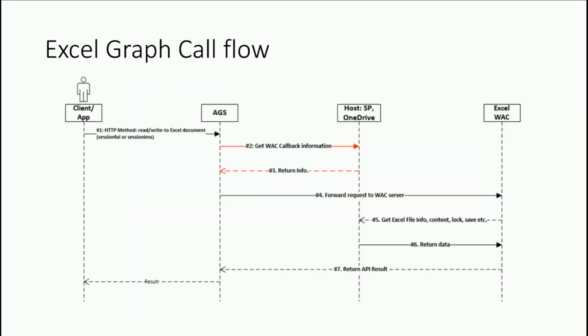This is an end-to-end call flow for the Excel Graph. The AGS stands for the Microsoft Graph Services. Our service is built on top of the Excel WAC or Excel Online services. So here the request goes to the AGS, and then we need to get the WAP token from the host, either SharePoint or OneDrive, and then route the request to the online services. The online services will open the workbook, take actions and save the data. Finally, it will return the data to the Graph services and then respond to the client side.